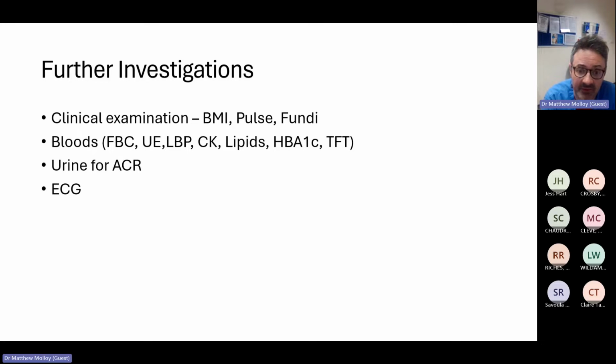Bloods that we might consider, thinking of other metabolic or other reasons why their blood pressure might be up: making sure they're not anemic, checking the U&Es, liver and bone profile, CK if needed, lipids, HbA1c, and making sure they're not over or underactive with the thyroid. Checking for chronic kidney disease and using the ECG to look for target organ damage, looking for voltage criteria for left ventricular hypertrophy, looking for any ischemic changes which might alter our treatment, and looking at the rate and the rhythm, looking for atrial fibrillation and other arrhythmias which might need some treatment.